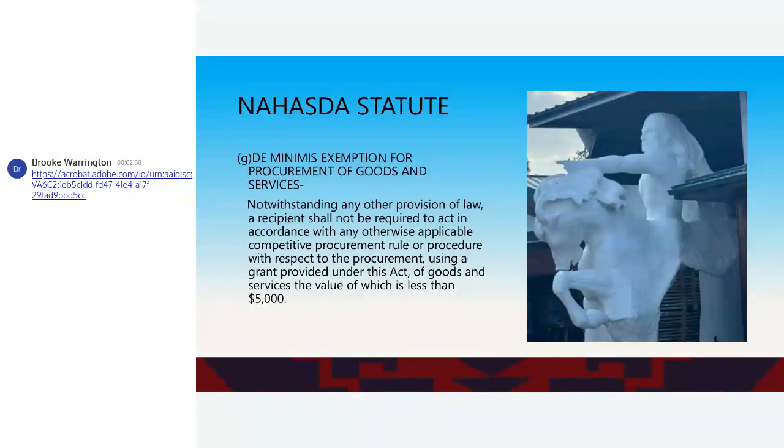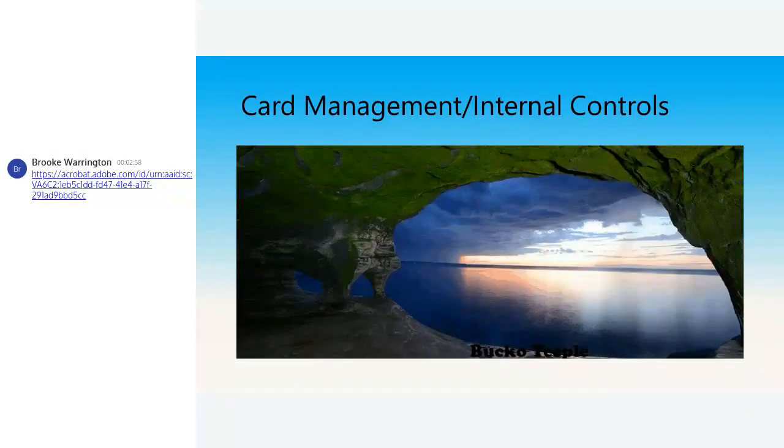So your de minimis exception for procurement of goods and services: notwithstanding any other provision of law, a recipient shall not be required to act in accordance with any otherwise applicable competitive procurement rule or procedure with respect to a procurement using a grant under this Act of goods and services, the value of which is less than $5,000. So that's exactly, if you went to the statute under G, that's the language that comes from that. That's what it tells you about the de minimis exception. Okay, so they fought hard for that.